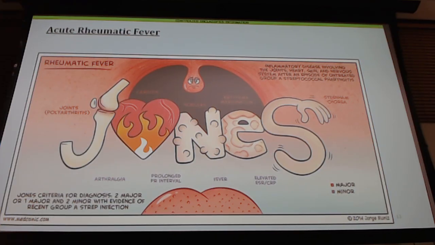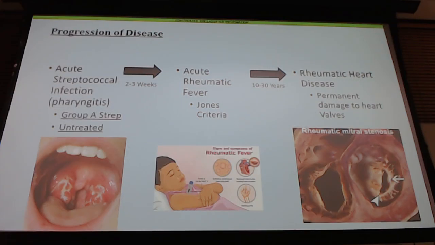And you'll see when we start talking about common etiologies why having that background in rheumatic heart disease and rheumatic fever is important. So what exactly is rheumatic heart disease or rheumatic fever?